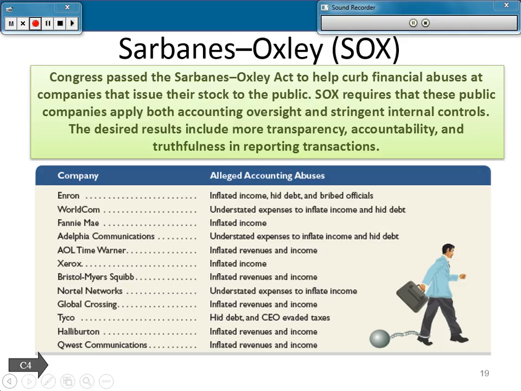So here are some of the scandals. When you have a chance, you can read up on them. But these are some of the things that were being abused financially that created SOX to begin with. So inflated income, they hid their debt.